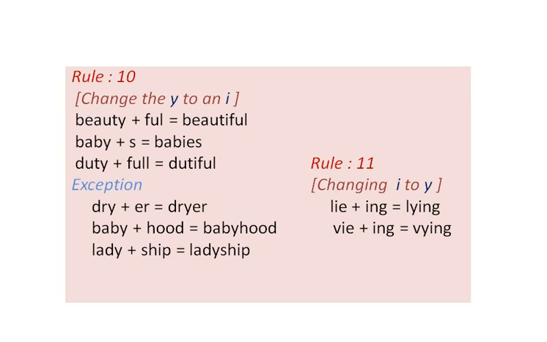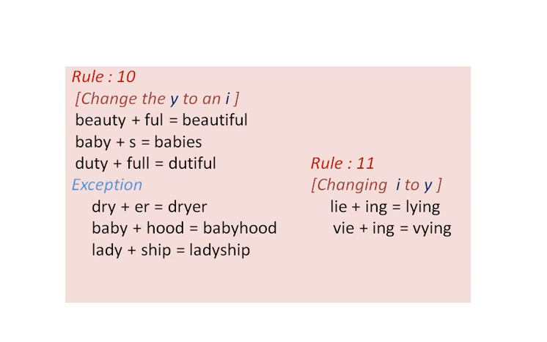There are some exceptions. Dry plus er, dryer, baby plus hood, babyhood, lady plus ship, ladyship. Here Y is also kept. So when the word has a consonant before Y, you will change the Y to the letter I, then add the suffix.